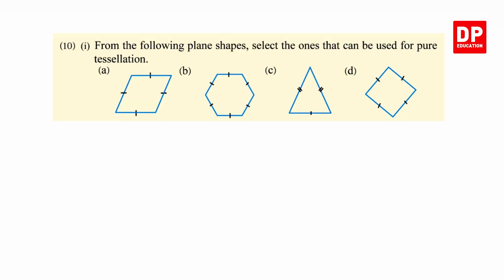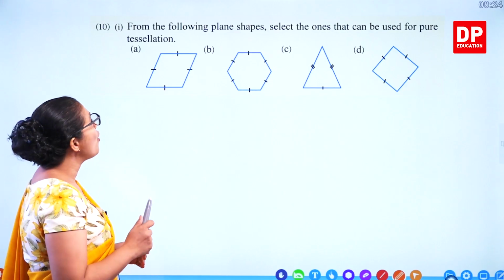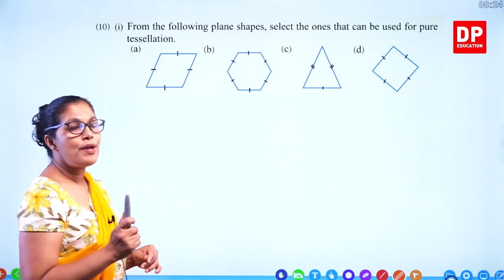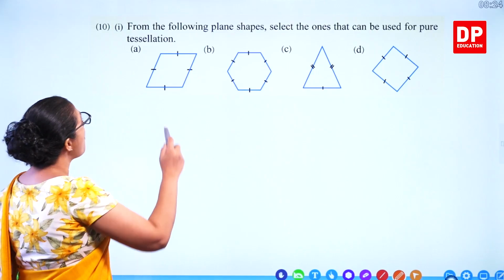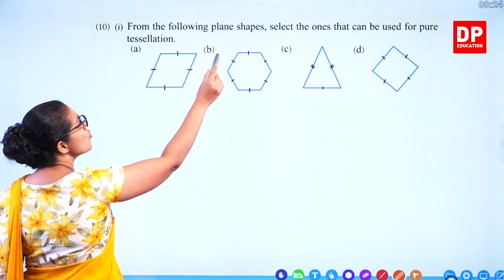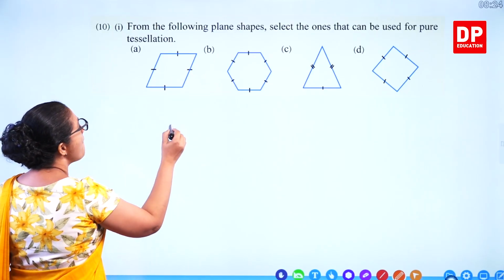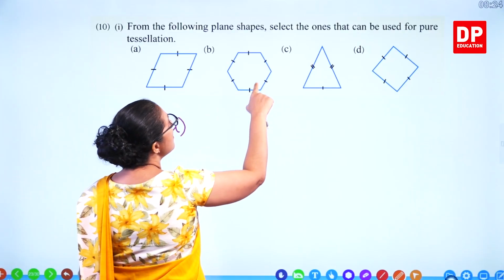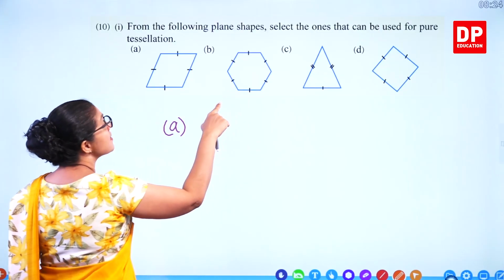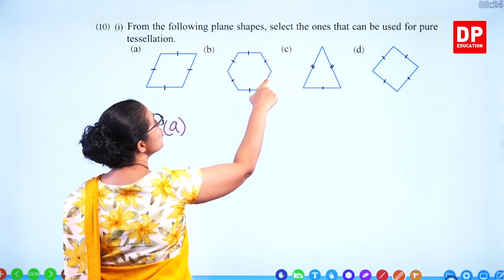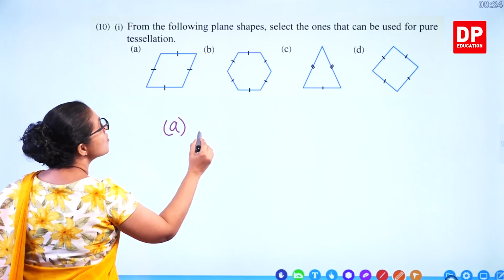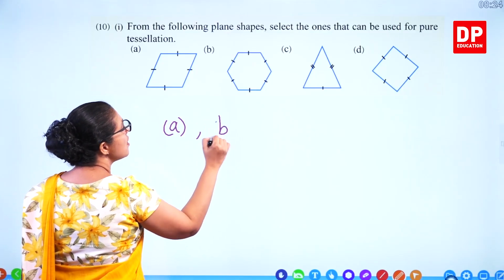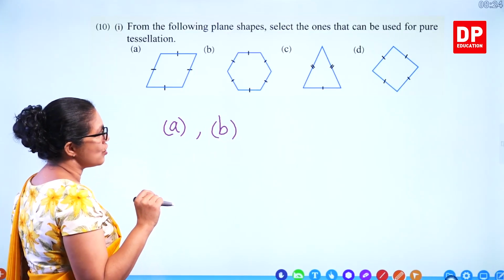From the following plane shapes, select the ones that can be used for pure tessellation. Pure means you can use only one shape. So this is a rhombus, all sides are equal. So you can use that for pure tessellation. This is a hexagon, regular hexagon. All sides are equal. 1, 2, 3, 4, 5, 6. So that's also you can use for pure tessellation.